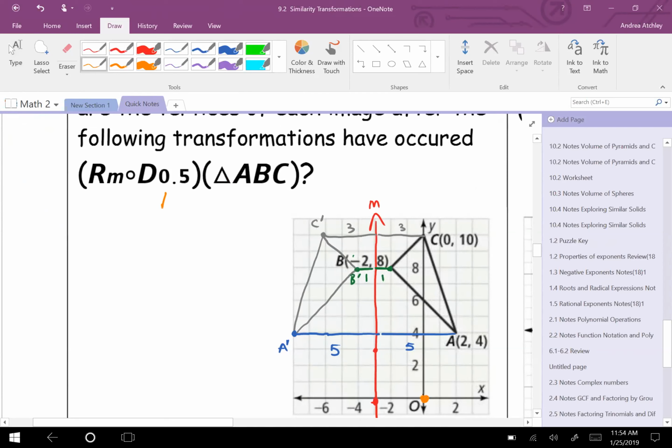I want half as big. So I see how far away from the origin point B is. Let's start there. So I go up 1, 2, 3, 4, 5, 6, 7, 8. It's up 8 and over 1, 2, 3, 4. Does that make sense? So you're just measuring it. It's up 8 and over 4.